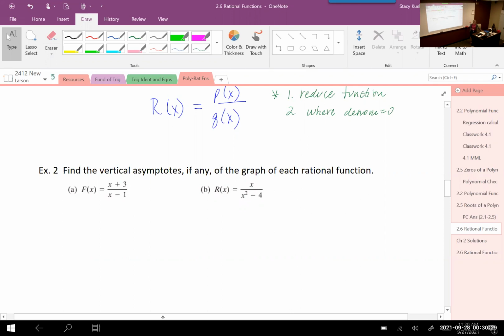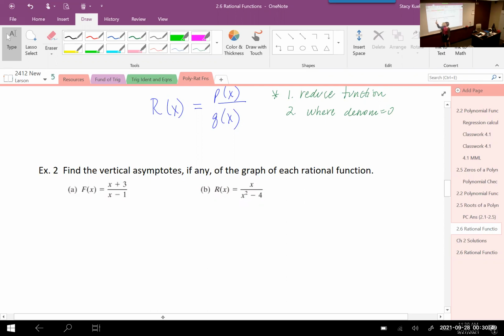No. And why not? What is the only thing that I can cancel when I'm reducing? X? No. I mean, you can't cancel that. I can only cancel factors, right? I cannot cancel when I'm summing or subtracting, right?